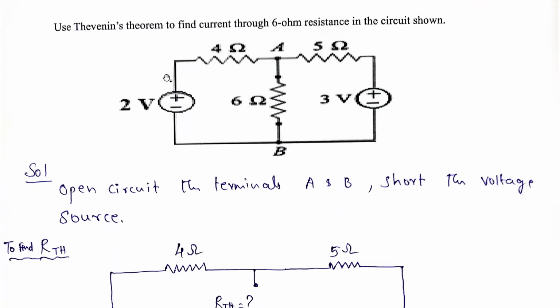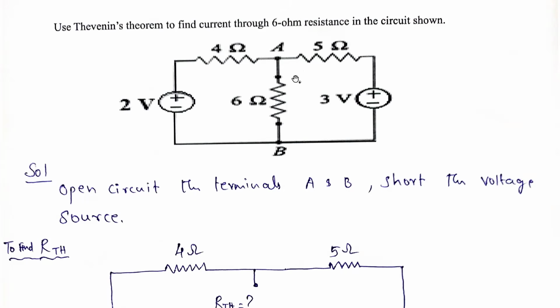So here the circuit is given. Here it is 2 volts, here it is 3 volts. In between, a 6 ohm resistance is there. Here also two resistances are given, that is 4 ohms and 5 ohms. They have clearly given this point is A and B. Here we need to find the current through the 6 ohm resistor.